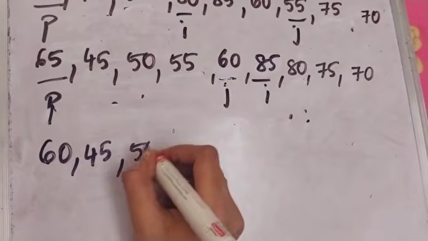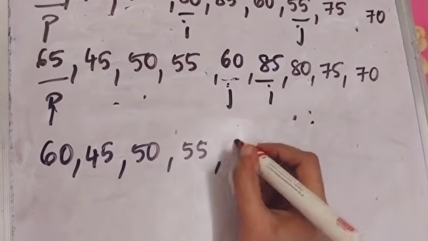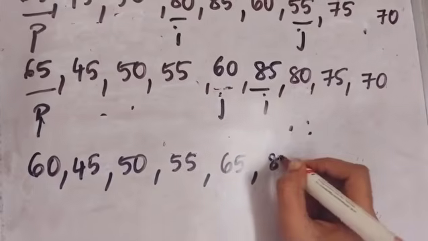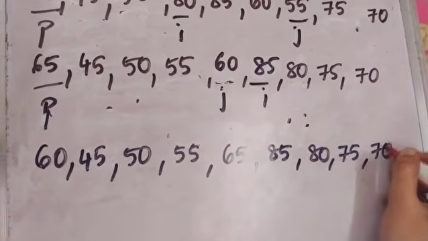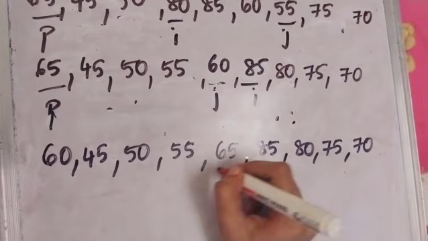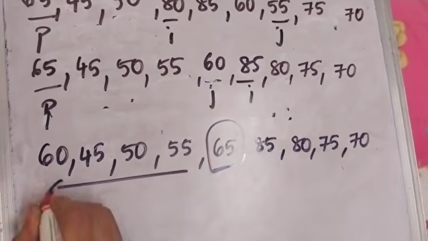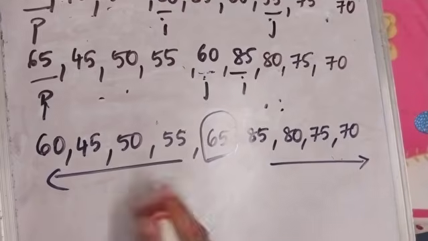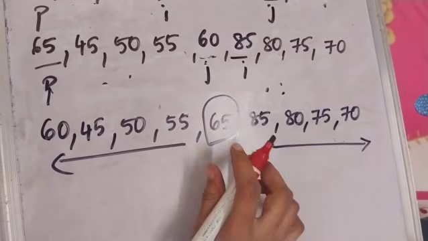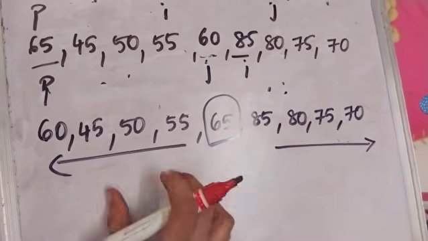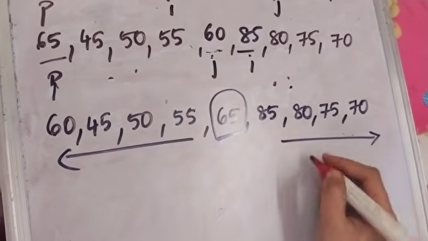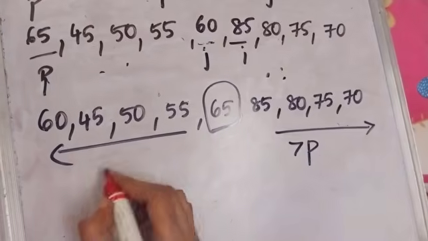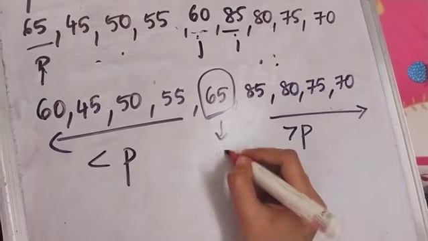60. So here I got 65 and here I got one list and here I got another list. One thing you have to remember, in Quicksort, all the elements that are less than this element come over this side and all elements that are greater come over this side. Greater than pivot here, less than pivot here, and pivot will be in the middle.